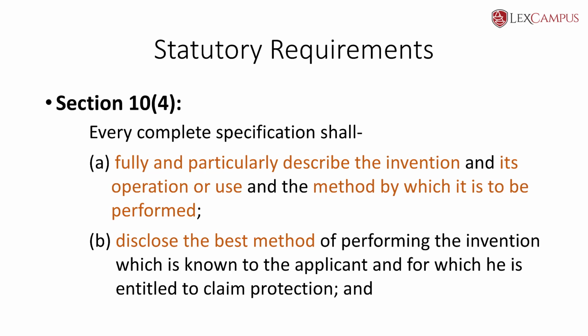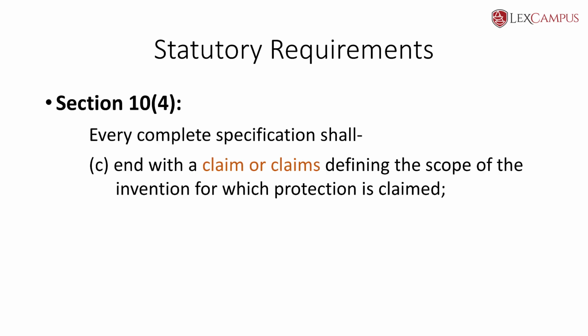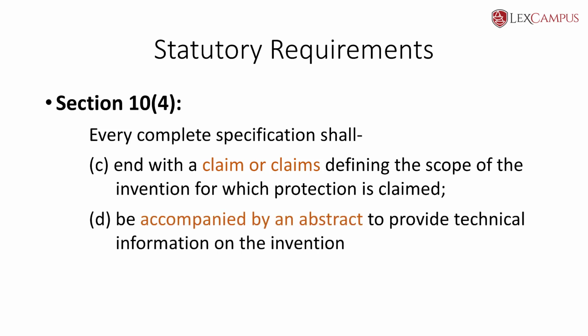But because this is an easy requirement to satisfy, all you need to do is, when the claims are drafted, ensure that the method of performing the invention, or explaining what has been covered in the main claim, is also described in detail in your disclosure. The complete specification shall end with claim or claims defining the scope of the invention for which protection is claimed. We had covered this in our earlier lectures. It must also be accompanied by an abstract to provide technical information on the invention.